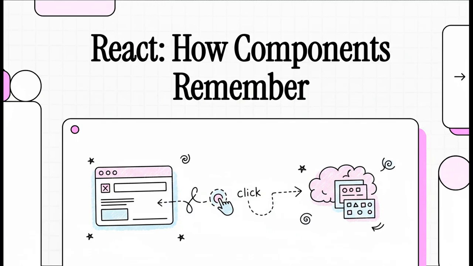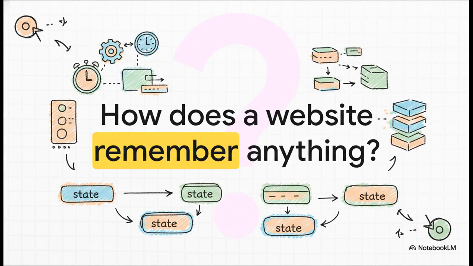Welcome. In today's explainer, we're going to pull back the curtain on the magic that powers pretty much every modern web app you use and find out just how they remember your every single click. So let's just start with a really fundamental question. Think about any website. You click a like button, you add something to your shopping cart, whatever. How does that website actually remember that you did that? What's the secret sauce that stops it from just forgetting your action the second after you do it?